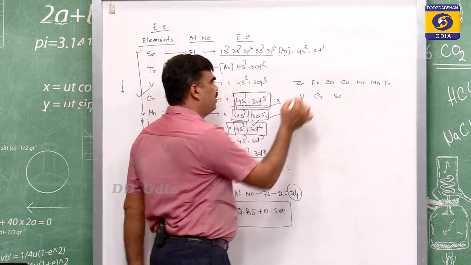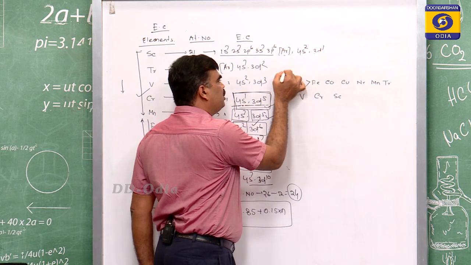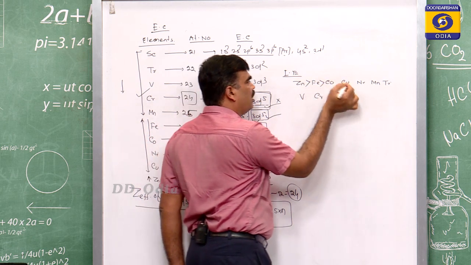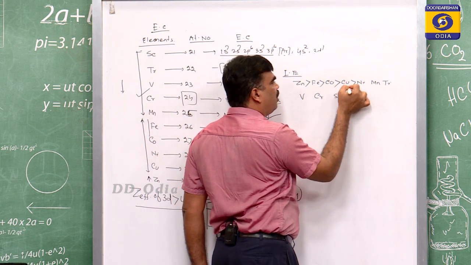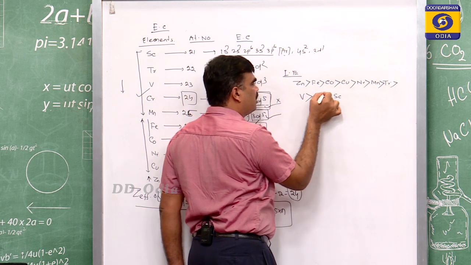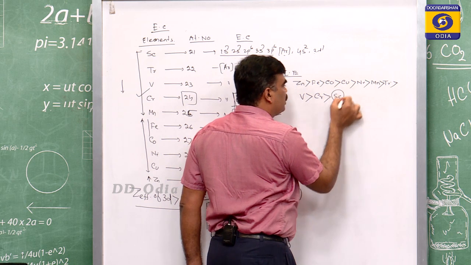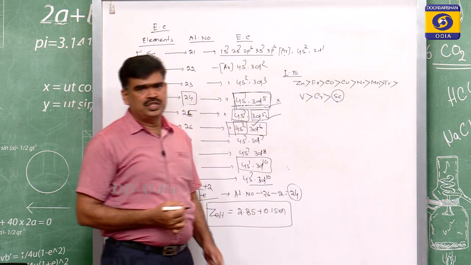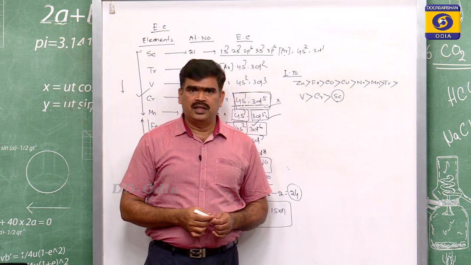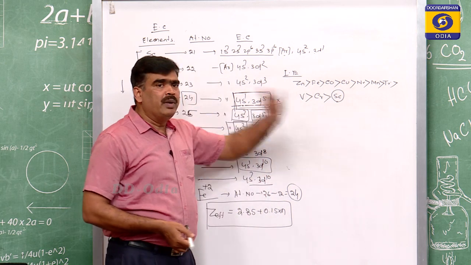Means the ionization energy of zinc is greater than iron, greater than cobalt, greater than copper, greater than nickel, greater than manganese, greater than titanium, greater than vanadium, greater than chromium, and your scandium has the lowest ionization energy or lowest ionization enthalpy. Here, how to remember?